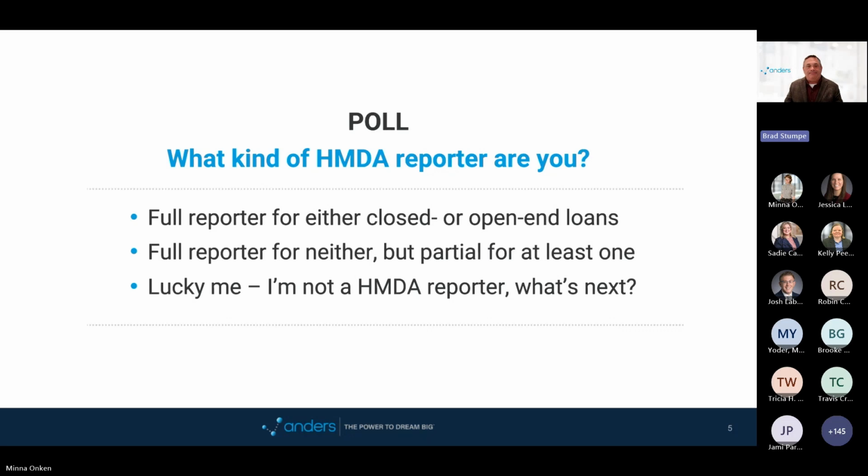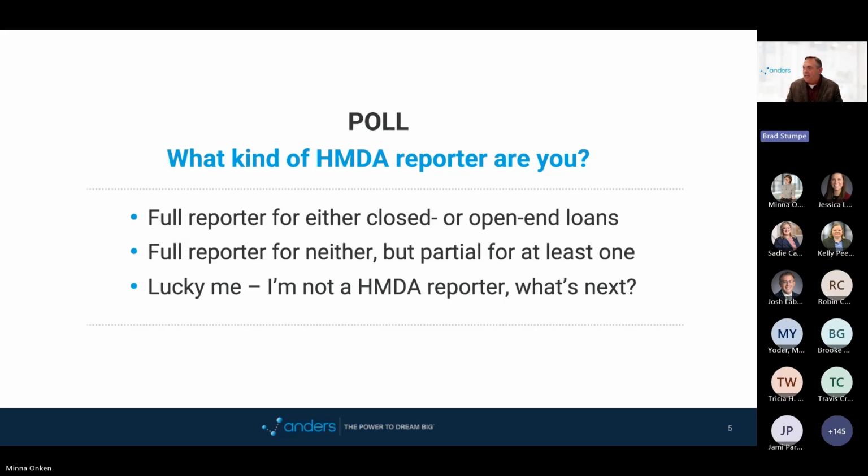So we're asking, are you a full reporter for at least one loan type? Are you lucky enough not to be a full reporter for anything, but are a partial reporter for at least one category? Or are you the luckiest of all and you don't need to know how to spell HMDA? Who cares if there's a U in it or not? If this is you, hang in there. We'll be on to something new in a few minutes.